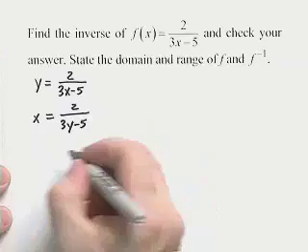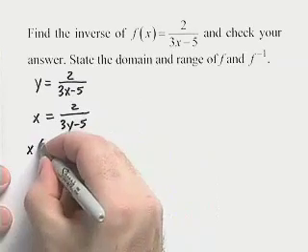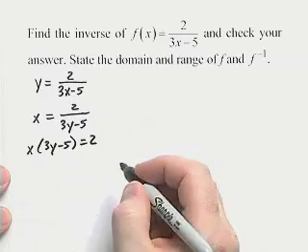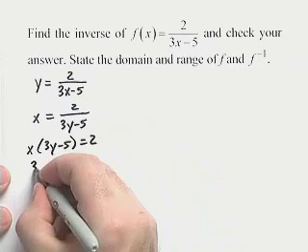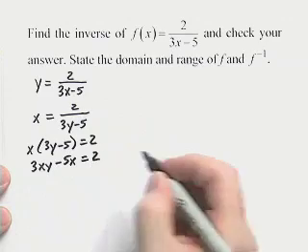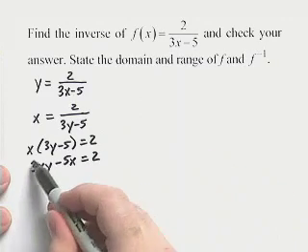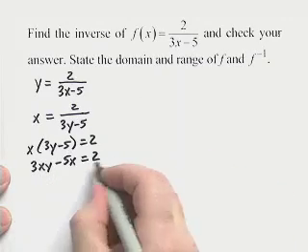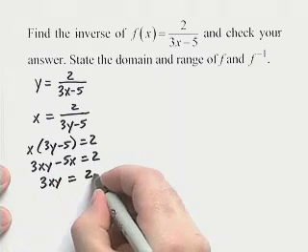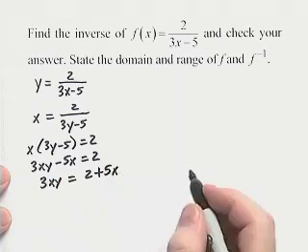Multiply both sides by 3y minus 5, we'll have x times 3y minus 5 is equal to 2. Distribute our x, 3xy minus 5x is equal to 2. We want to isolate the term involving the y, so we'll add 5x to both sides. 3xy is equal to 2 plus 5x.